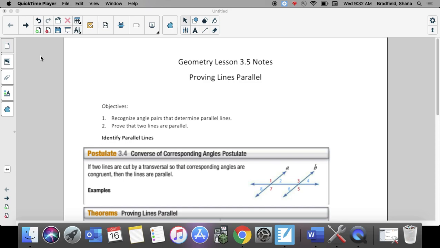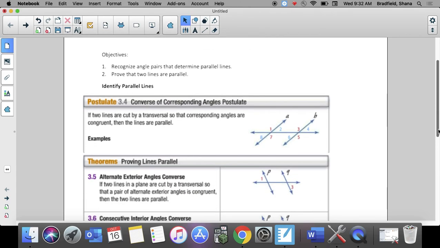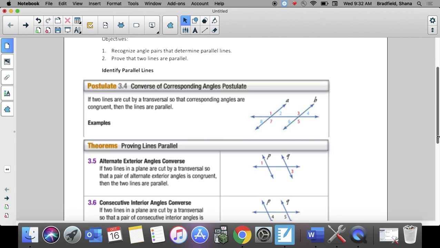So this is basically doing the opposite of what we did in 3-2, where we identified whether angles were congruent or supplementary based on having parallel lines cut by a transversal. Now we're going to know whether angles are congruent or supplementary, and in knowing that, we can determine that the given lines are parallel. So we're just going to quickly go through our postulates and theorems for this lesson.